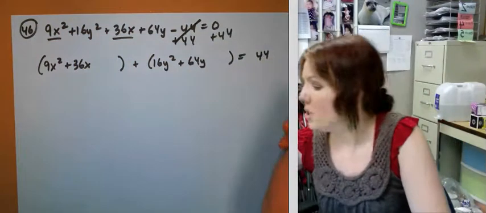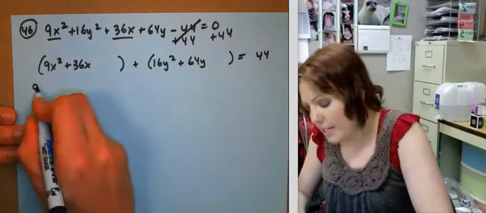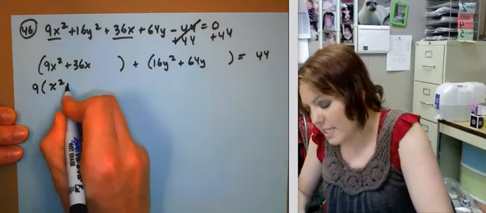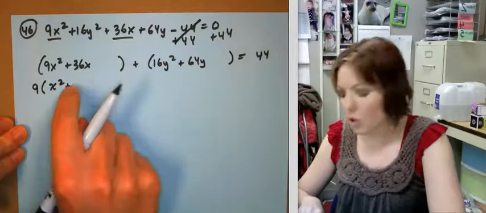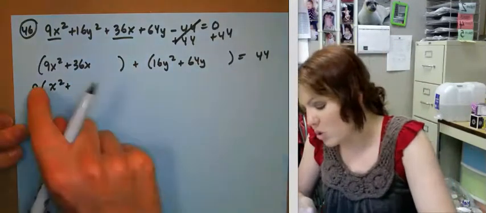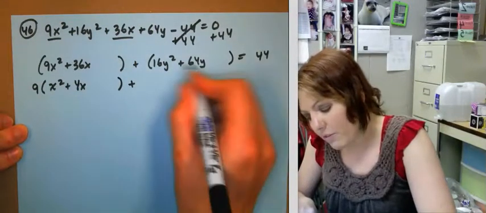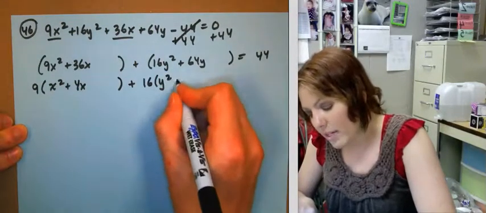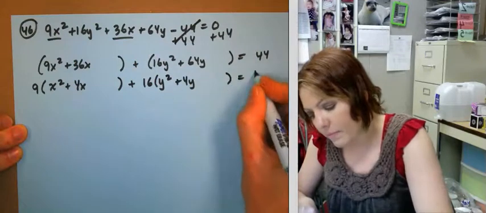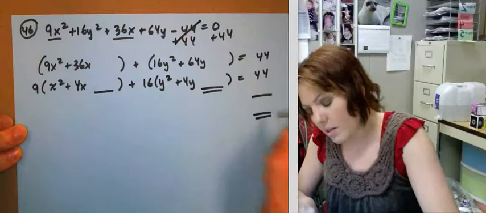All right, so what we want to do is factor out anything that we can here. The reason is that to complete the square, you don't want to have anything in front of the x squared or y squared term. So we're going to factor out a 9, and we're left with x squared and 4x. And we're going to factor out a 16 here, and we're left with y squared and 4y. And then we have a 44. So we have a couple of squares that we're going to complete.